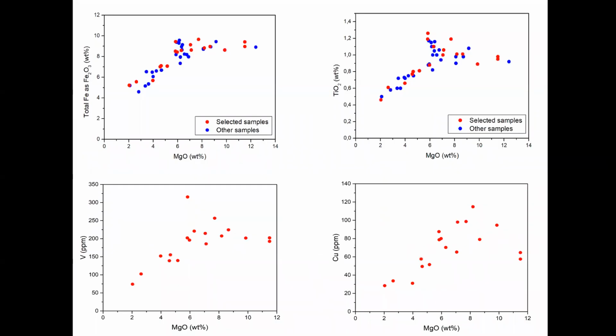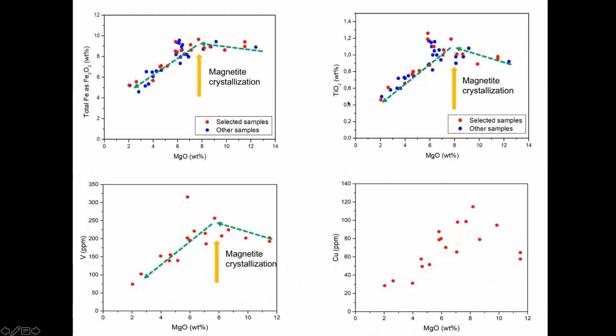Looking at the iron and some trace element patterns, we can see a few things. First, iron, titanium, and vanadium all exhibit a very similar trend, similar to copper as well, which first increases up to 8% of magnesium and then decreases. So that was interpreted to be the onset of the magnetite saturation.